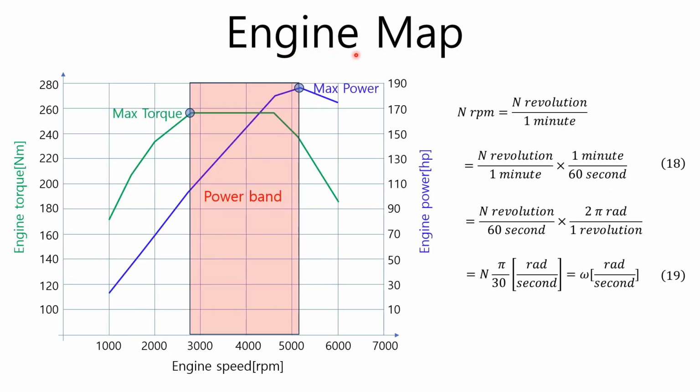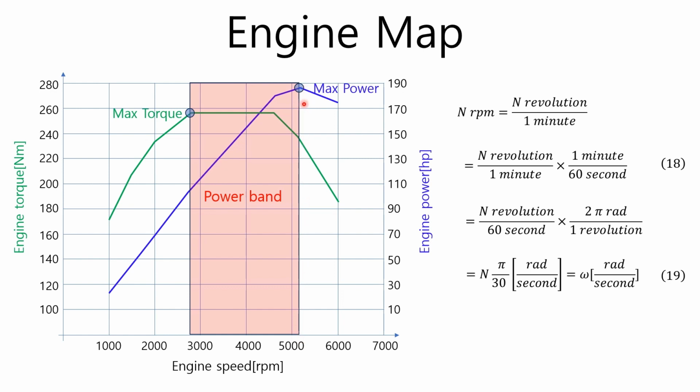In high-performance driving, the maximum output of the engine must be used to achieve the maximum acceleration and, as a result, reduce lap time, which is driving time. First, let's understand the engine map. This figure shows engine torque and engine power in one figure. Maximum torque is the engine RPM at which the engine torque is maximized, and maximum power is the engine RPM at which the engine power is maximized.